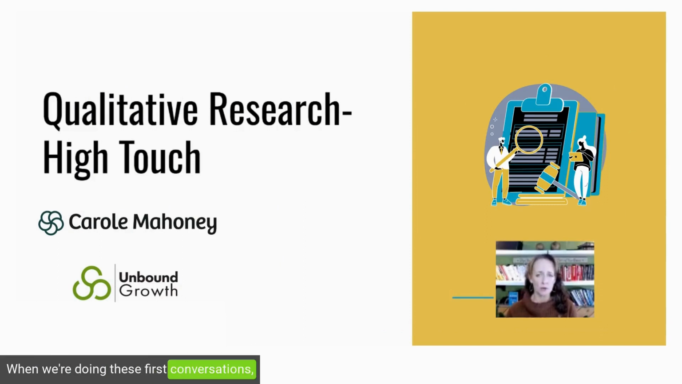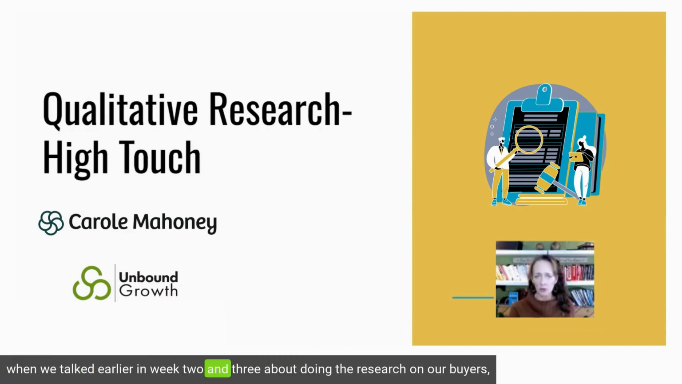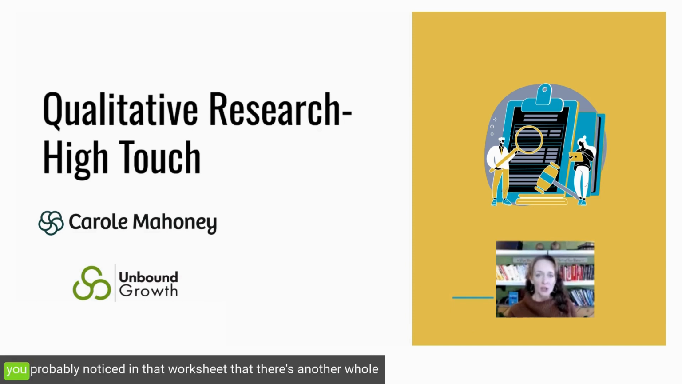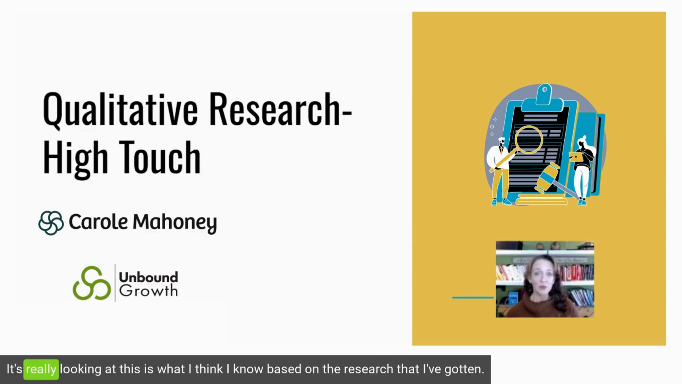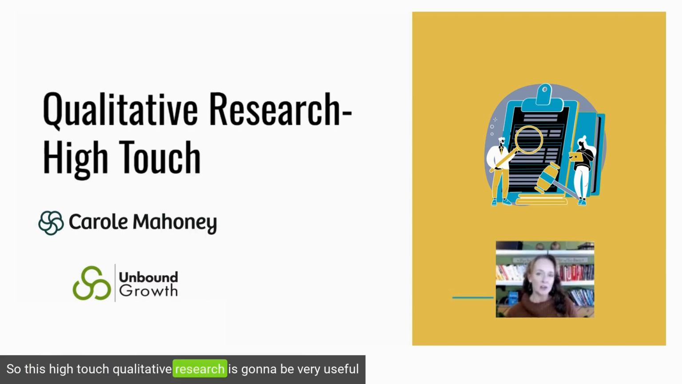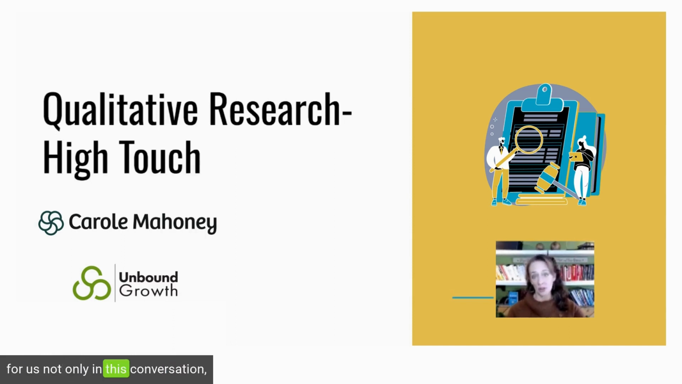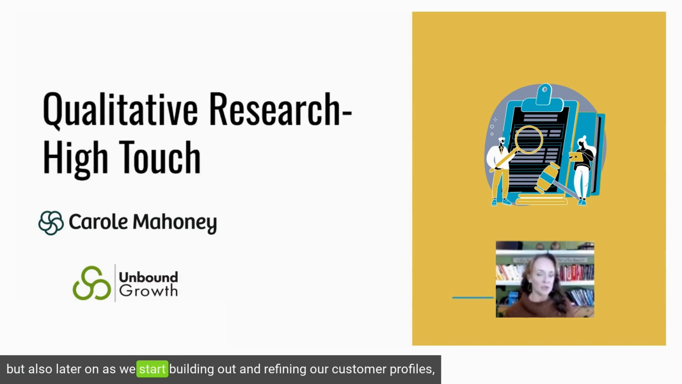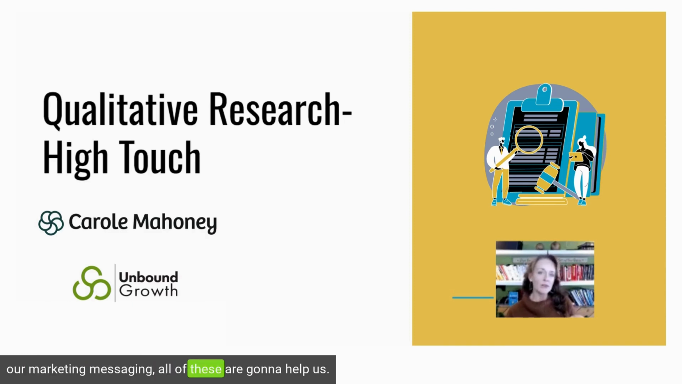When we're doing these first conversations, when we talked earlier in week 2 and 3 about doing the research on our buyers, you probably noticed in that worksheet that there's another whole section that's called the qualitative high-touch research. This is what your discovery conversations are really all about. It's really looking at, this is what I think I know based on the research that I've gotten. How does that line up with the actual reality of what's going on with this particular buyer? So this high-touch qualitative research is going to be very useful for us, not only in this conversation, but also later on as we start building out and refining our customer profiles and our marketing messaging. All of these are going to help us.